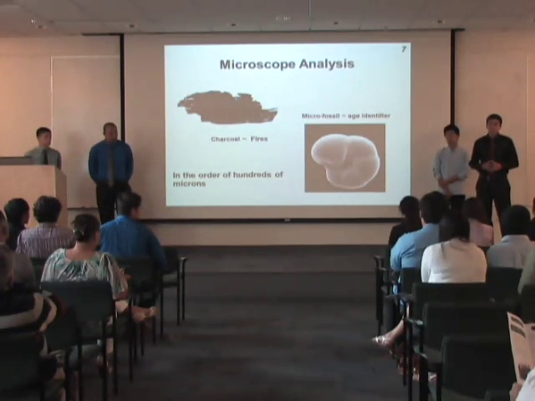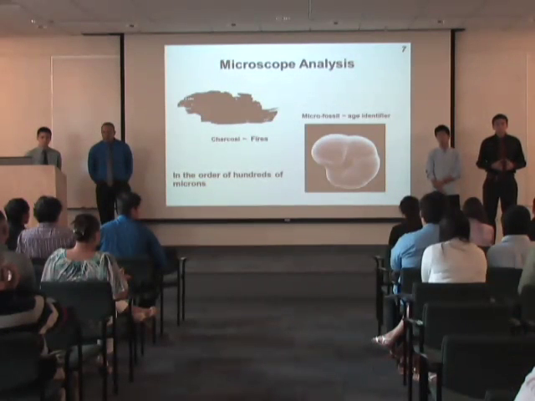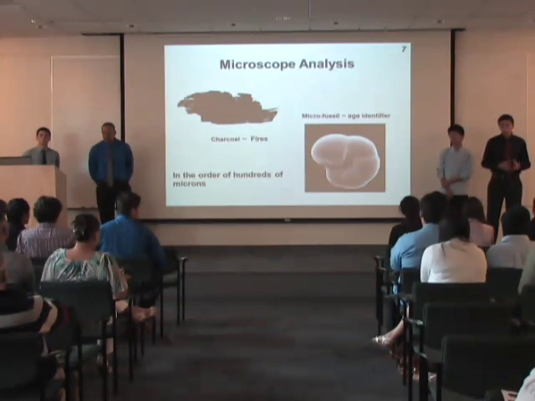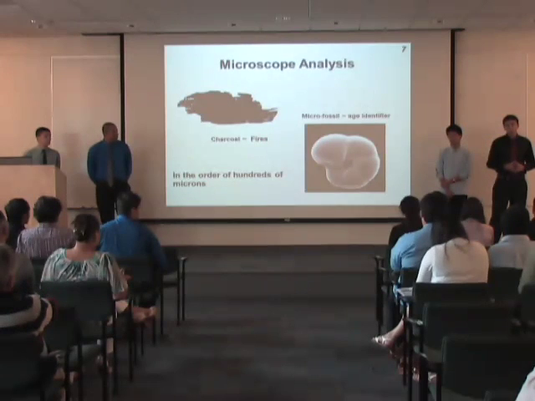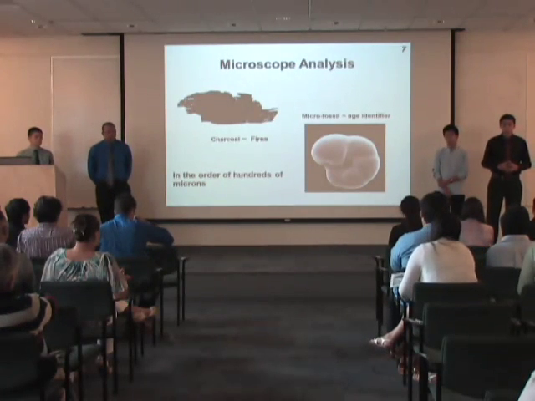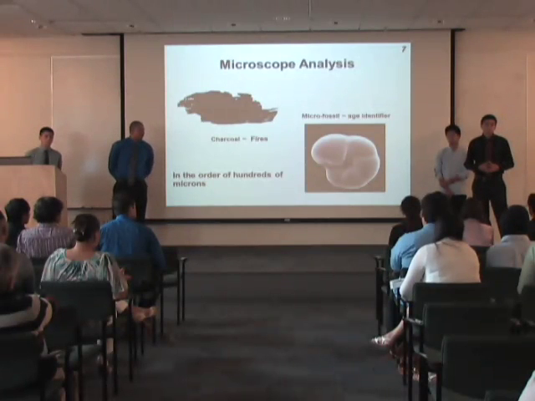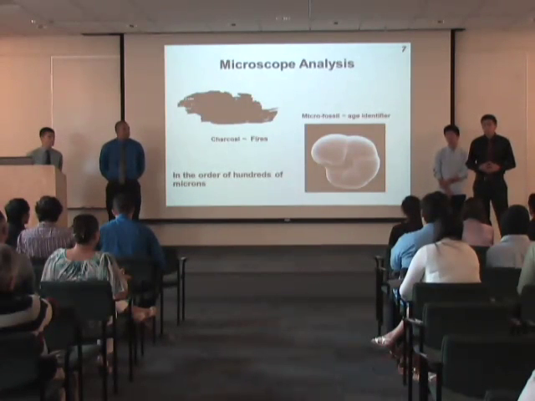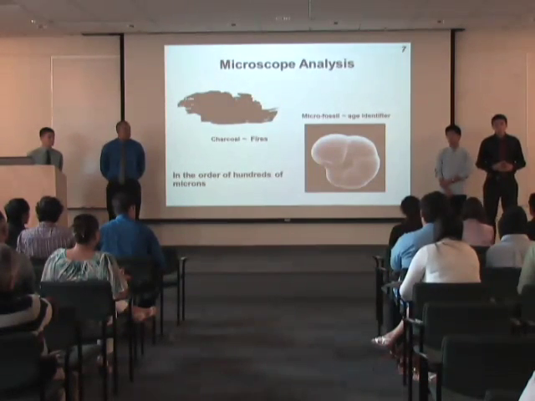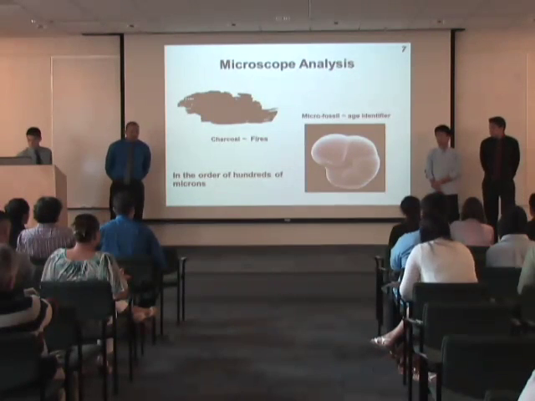The size of the charcoal would tell us how the charcoal may have traveled to the lagoon. For instance, charcoal that is 125 to 250 microns in size was transported by wind, whereas charcoal that is greater than 250 microns was transported by another water source, such as a river.